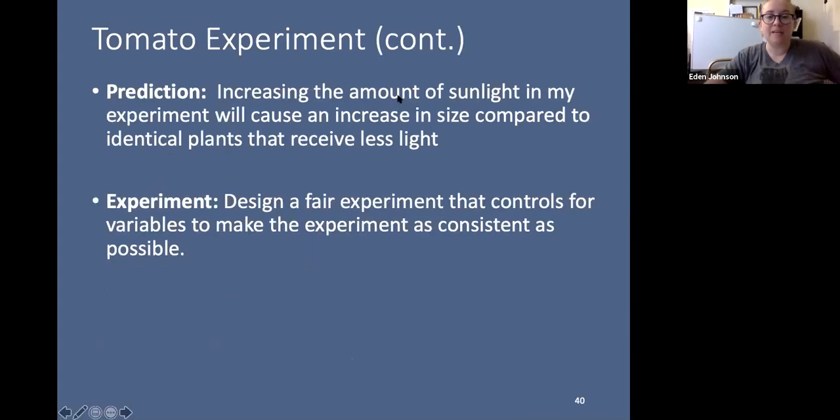Your prediction is that increasing the amount of sunlight in my experiment will, like in one plot of plants, cause an increase in the size of those tomatoes compared to this other crop of plants that receives less of that sunlight, okay? So if you have one of your groups shaded, one of them in full sun, you would expect that the full sun plants would have these larger tomatoes.